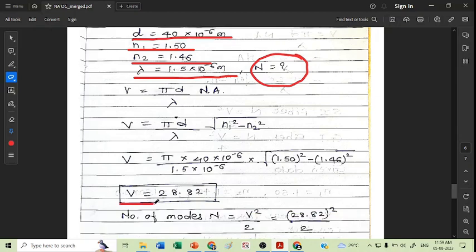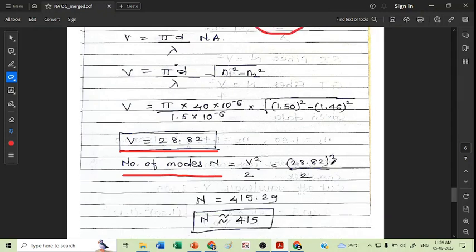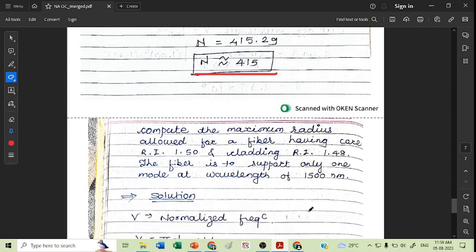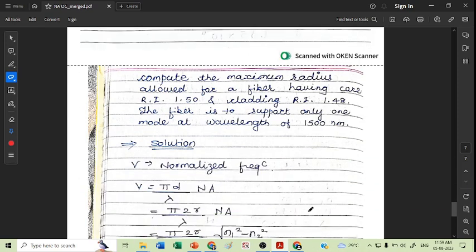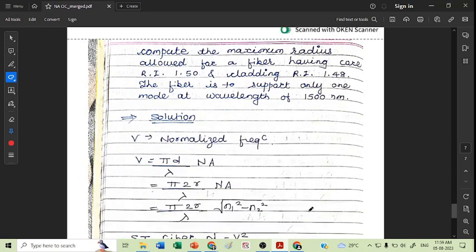From this, we have calculated normalized frequency V equals 28.82, and the number of modes we can find from the formula N equals V square upon 2, as V is 28.82 whole square upon 2. So N is 415.29 and nearly it is 415. Number of modes are 415. This numerical we will solve in the next lecture.